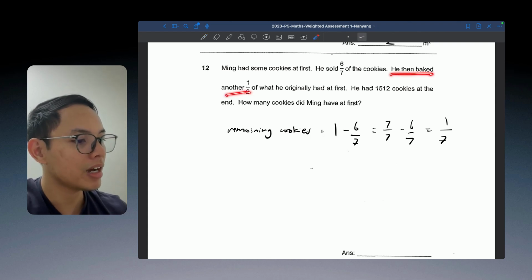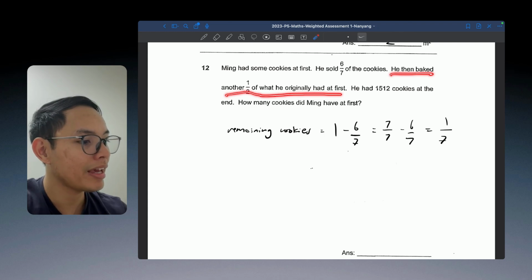He then baked another half of what he originally had at first.